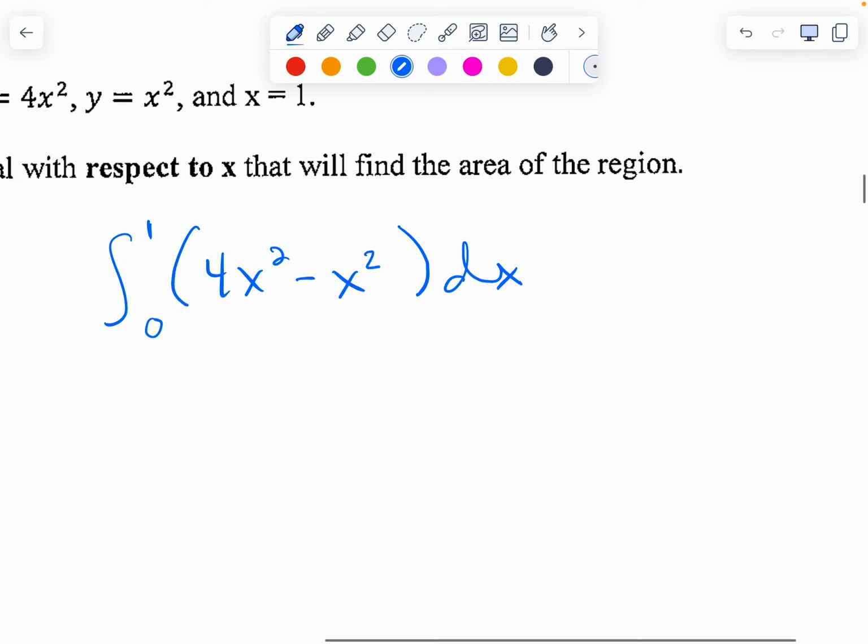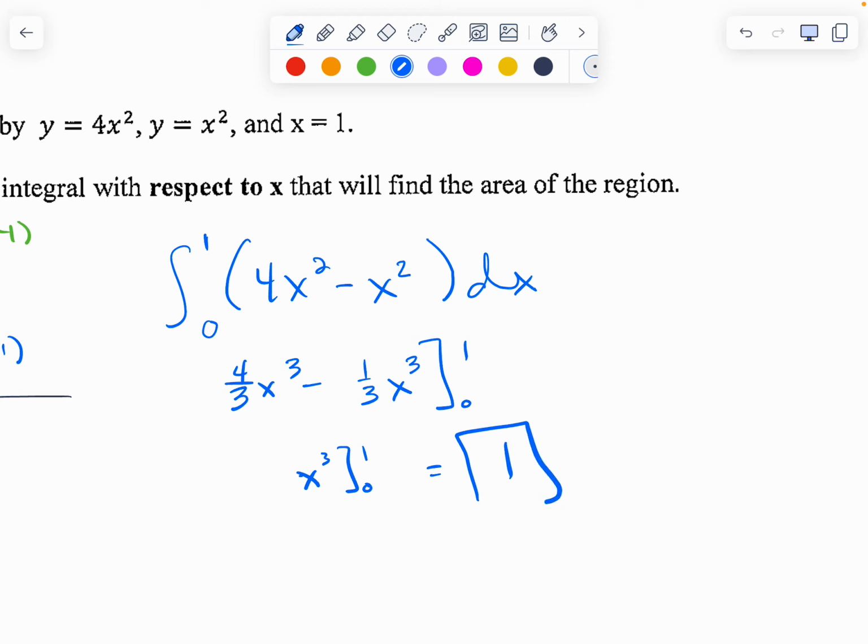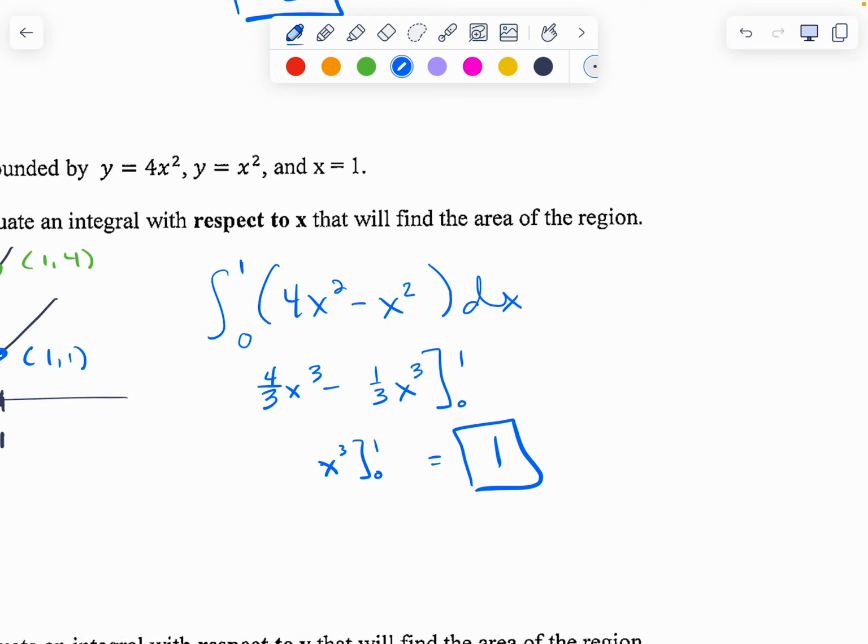All right, so let's do our integral here. We end up with 4/3 x to the third minus 1/3. Oh, I should probably have simplified that, huh? X to the third, evaluated from 0 to 1. I end up with 2/3. Wait. Yes. Yes. Not 2/3. 4 minus 1 does not equal 2.